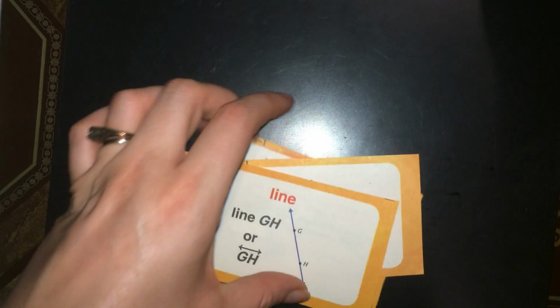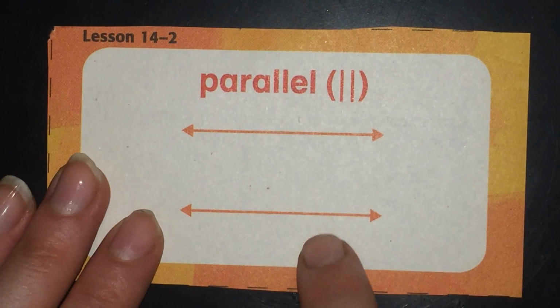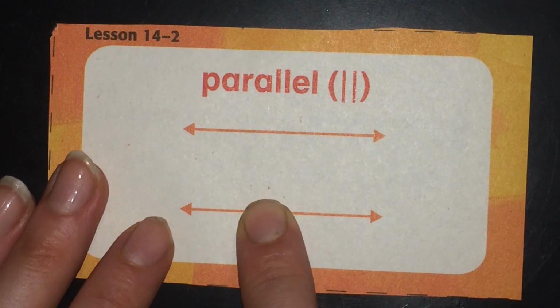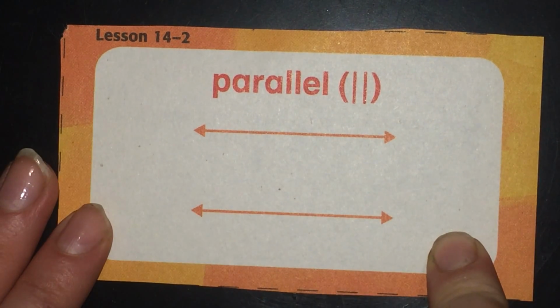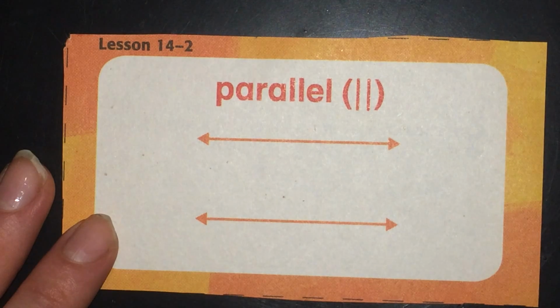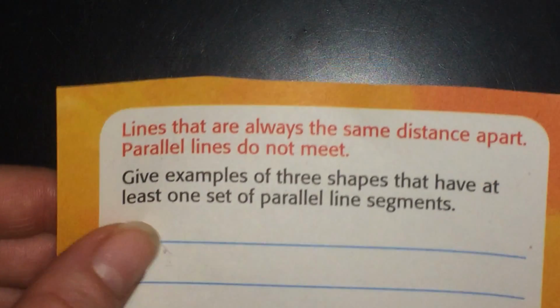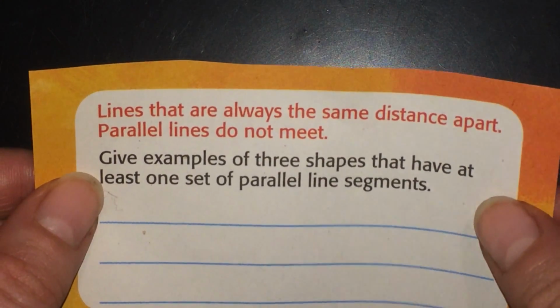It goes on forever. Today we're going to start talking about two different kinds of lines. And that is parallel lines, two lines that go on forever that always are the same distance apart. They're never going to touch. They're always just going to keep going and never run into each other. And we use a symbol, these two lines, to show that two lines are parallel. Parallel lines do not meet.